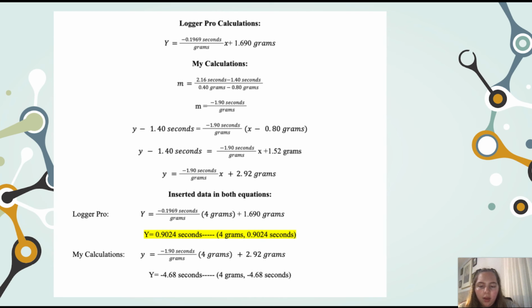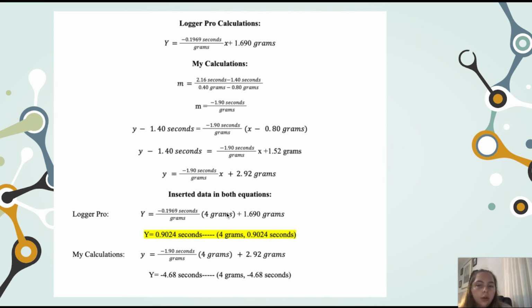Okay. Now, my Logger Pro calculations. This was given to me based on the computer. So I found that y equals negative 0.1969 seconds over grams times x plus 1.690 grams, which is my y-intercept. My personal calculations found that my slope is negative 1.9 seconds over grams times x, and my y-intercept is 2.92 grams.